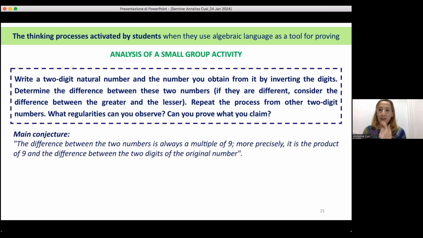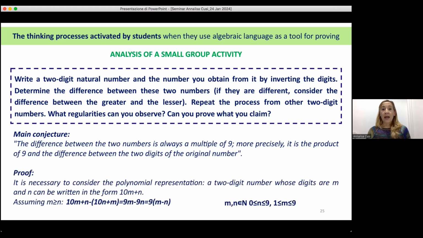Obviously, there are different conjectures and explorations that can be done. Here I focus on the main conjecture. That is, all these differences are multiples of 9, and in particular, they are the product between 9 and the difference between the two digits.